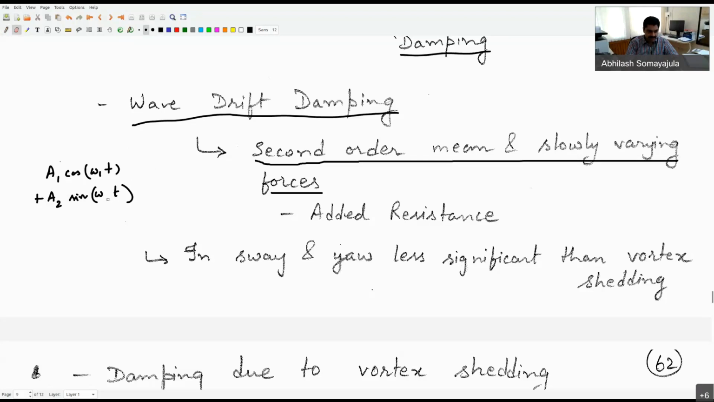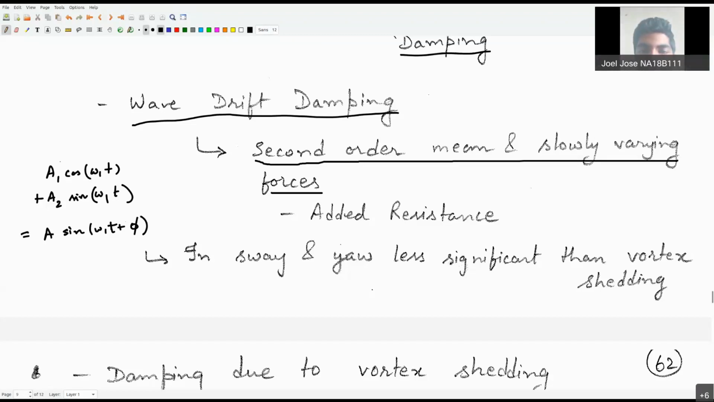Okay, and let's say that they were both of the same frequency. Can I write this as some amplitude times sine of omega 1t plus some phase angle phi? Can I write it like this? What will be A1 in terms of A and phi?